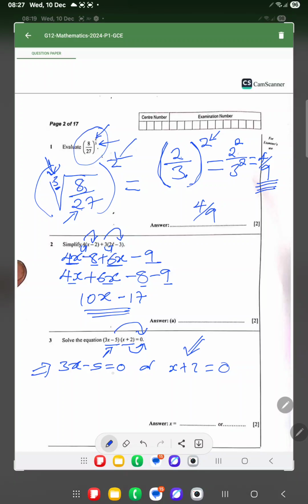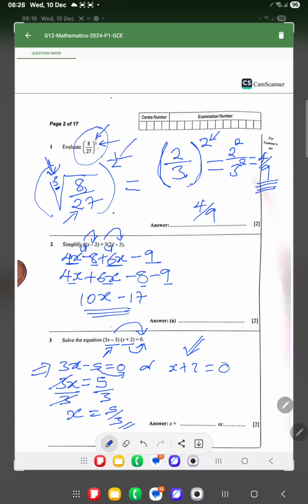To get the value of x here, you say 3x minus 5 is equal to 0, where you can make 3x the subject by saying 3x is equal to 5. The 5 goes to this side of the equation: it is a negative, and when it crosses the equal sign, it becomes a positive. For you to get the value of x, you divide by 3, meaning that 3 and 3 cancel, and x is 5 over 3. That's the first value of x.